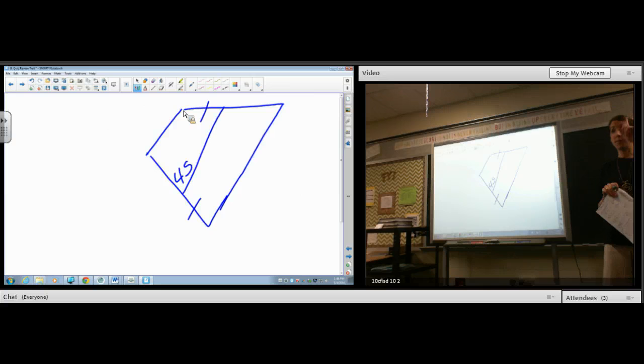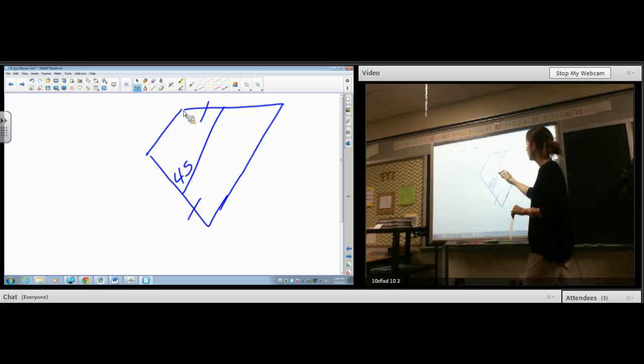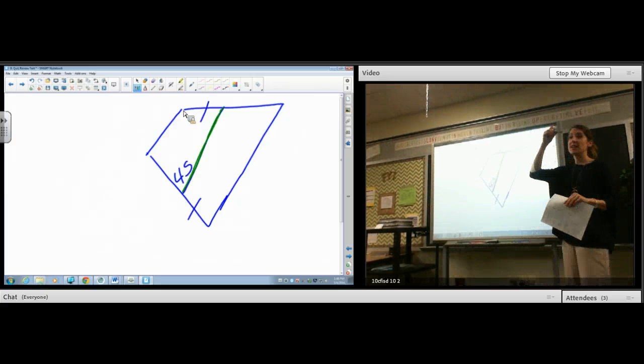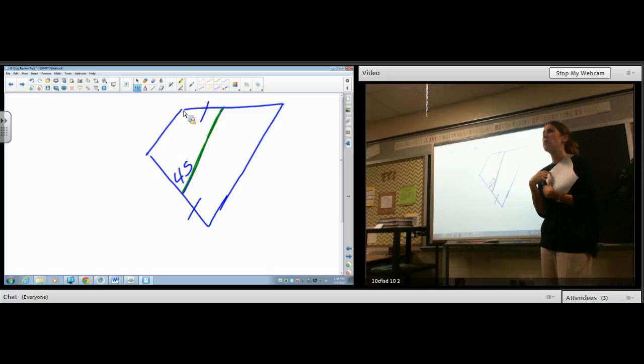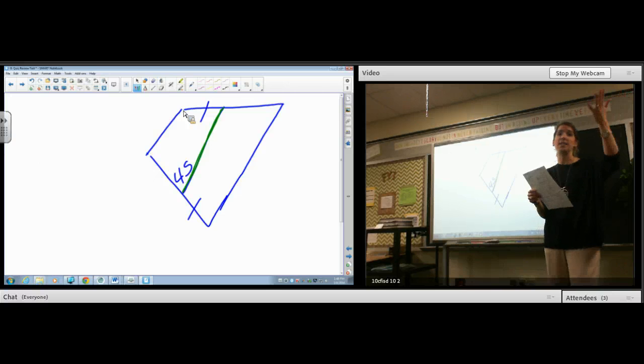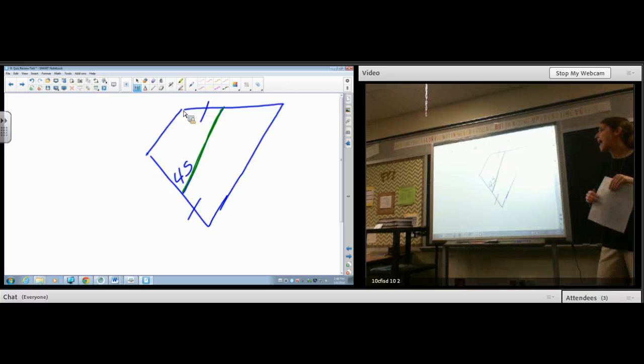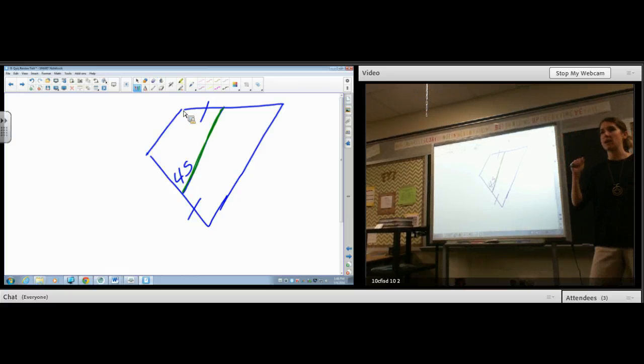This is called a median. Yes, median. What else is it called? Mid-segment. For some reason, your worksheet called it a median. We learned it as a mid-segment, but median was right because that's what the worksheet called it. If that is a mid-segment, what does a mid-segment connect? A midpoint to a midpoint.